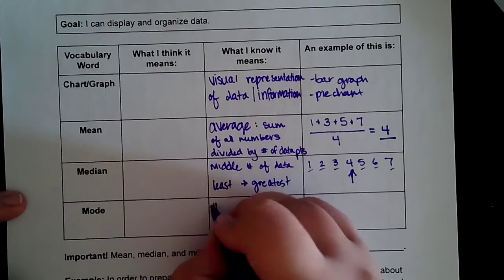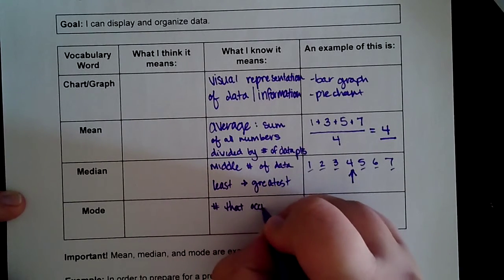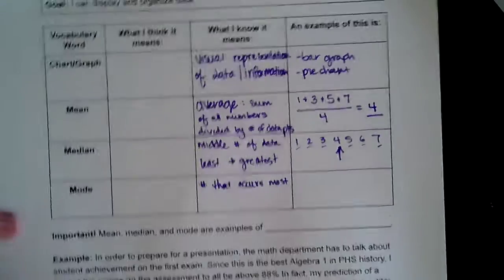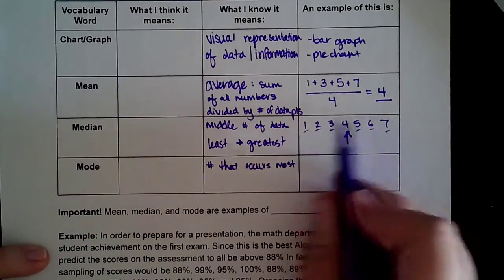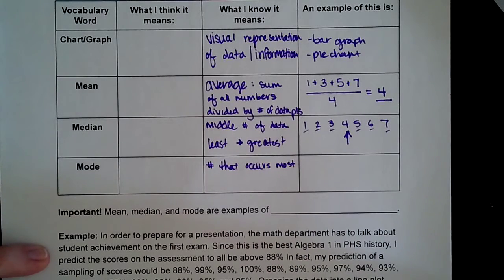And last but certainly not least, the mode. This is the number that occurs the most. Now, one thing to know about this, if we don't have a number that occurs the most in a set of data, like this set here, this would be a set with no mode.